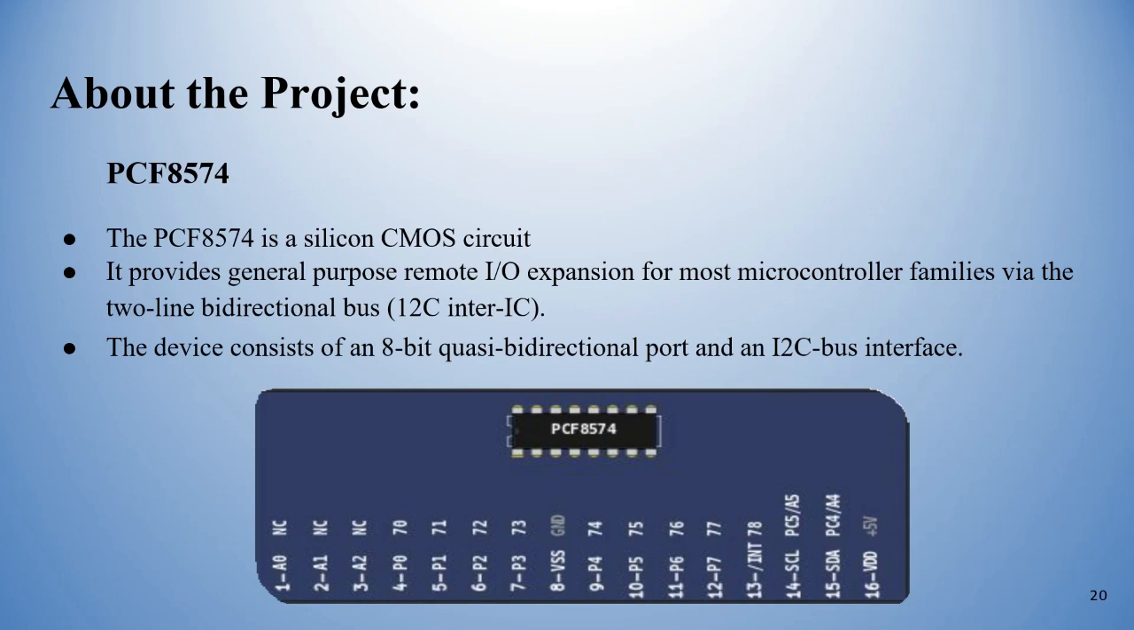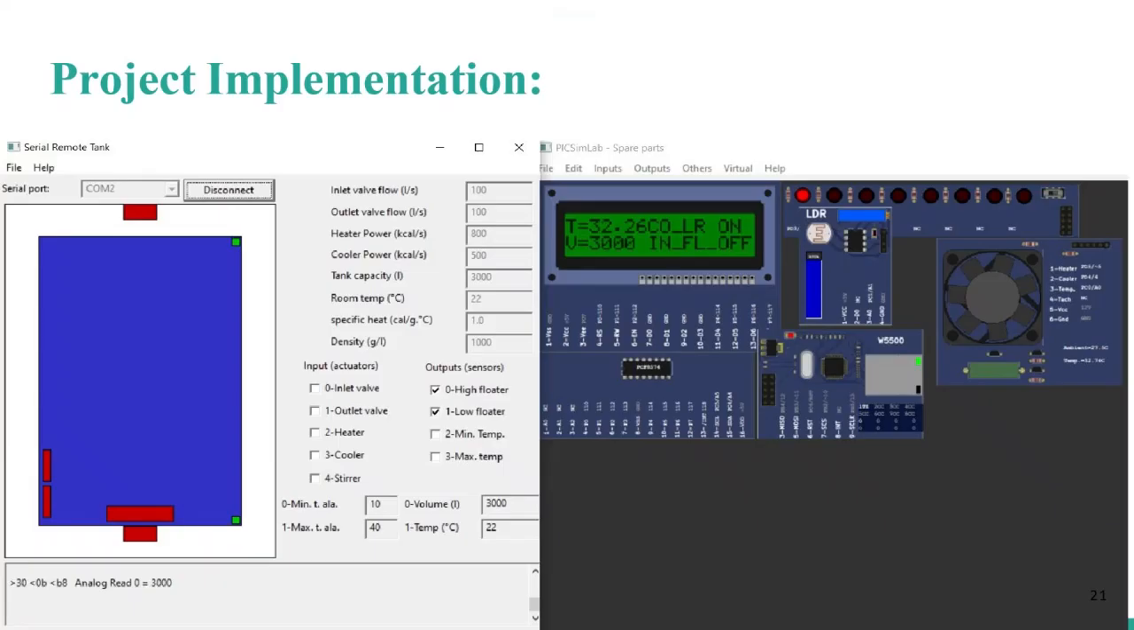Then I use the PCF8574. The PCF8574 is a silicon CMOS circuit. It provides general purpose remote I/O expansion for most microcontroller families via the two-line bidirectional bus. The device consists of an 8-bit quasi-bidirectional port and an I2C bus interface.